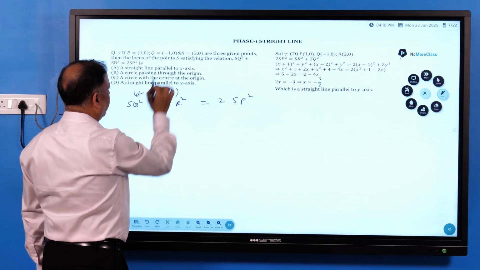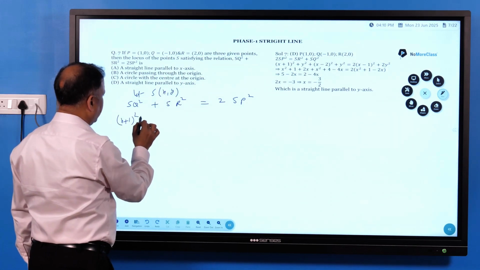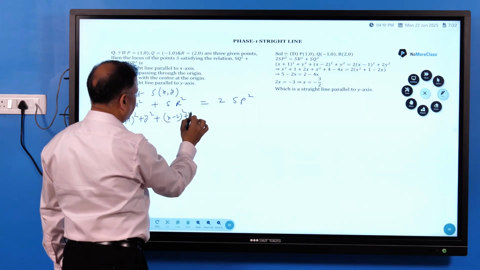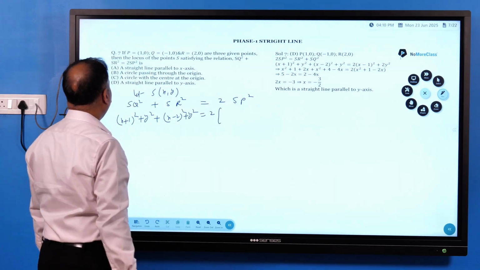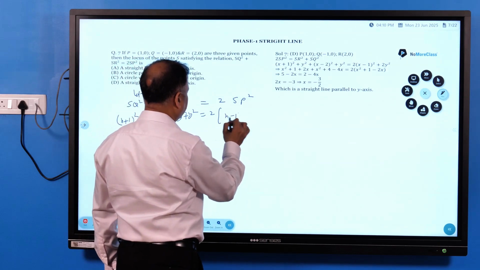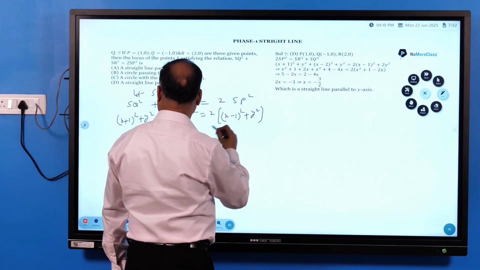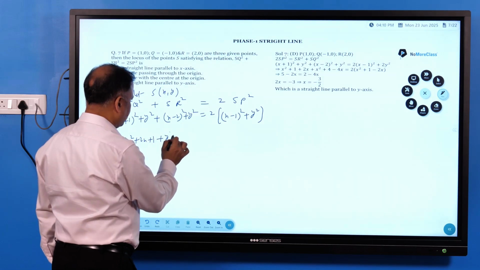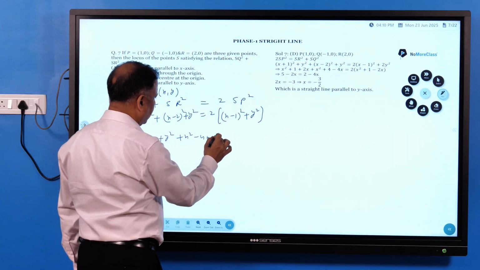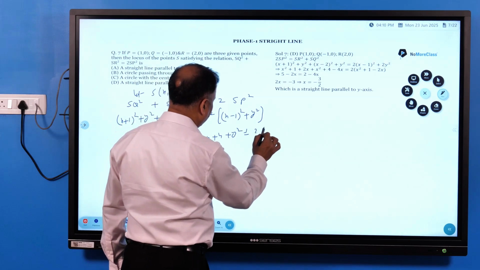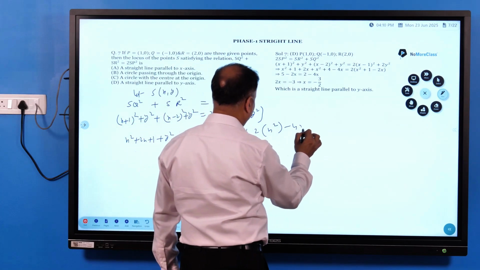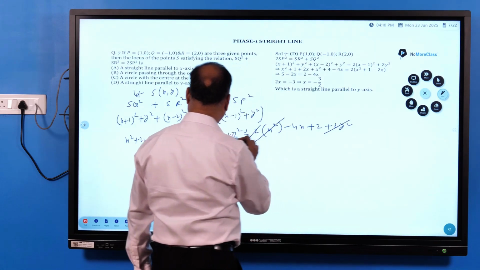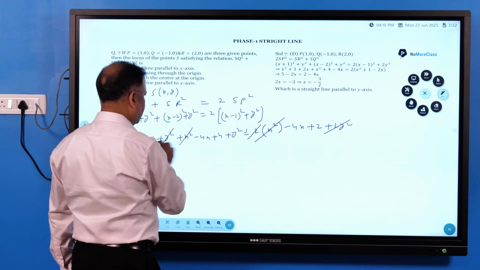So SQ square is (x plus 1) square plus y square, plus SR square (x minus 2) square plus y square, is equal to 2 times SP square, (x minus 1) square plus y square. So y square will cancel. x square plus 2x plus 1 plus y square plus x square minus 4x plus 4 plus y square is equal to 2x square minus 4x plus 2y square. So 2x square, 2y square will cancel. Y square, x square, all these terms will get cancelled.